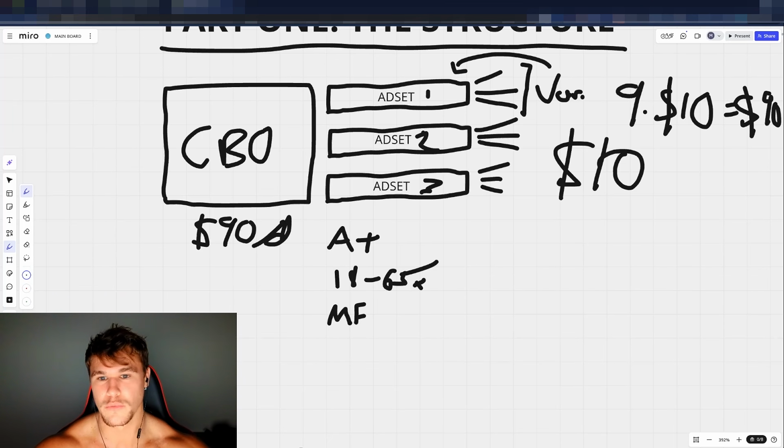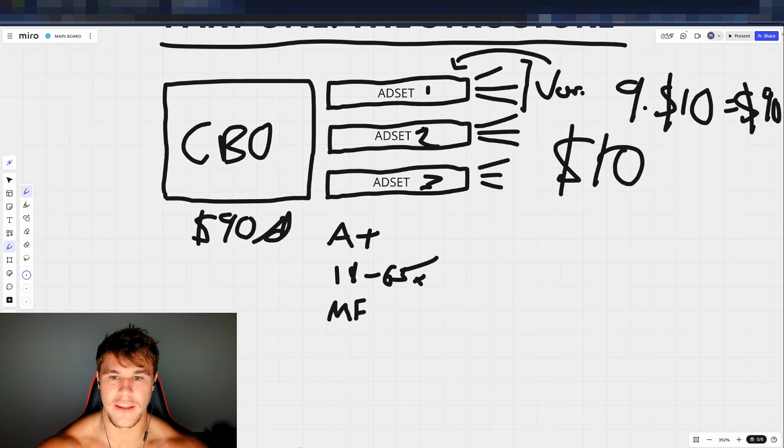The one exception to this rule is I would never recommend that you run a CBO at less than $50 a day. I don't care what your budget is. If you don't have enough cash set aside to run a $50 a day CBO, you should not be running paid ads. It's my personal opinion. If you don't like it, I do not care.